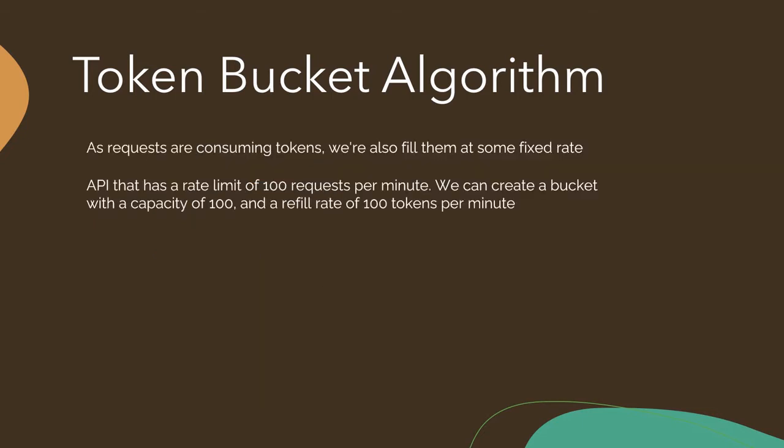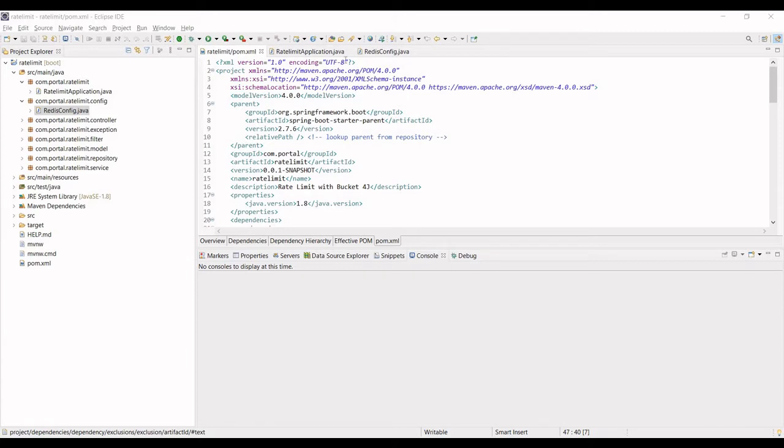So what actually is the token bucket algorithm? As requests are consuming tokens, we are also filling them at the same rate. Like I said earlier, if we set the limit per minute, user A can consume 100 requests. Within a minute, if user A sends more than 100 requests, he will get a 429 too many requests error. We can also define user A 100, user B 200, like that. In the later part, I will explain how we can achieve this in Spring Boot.